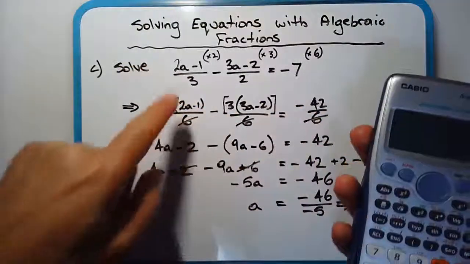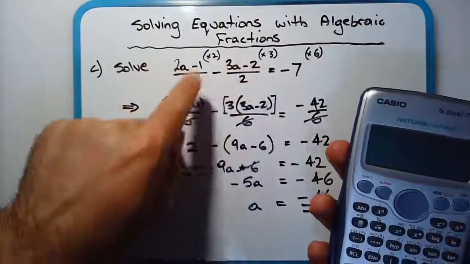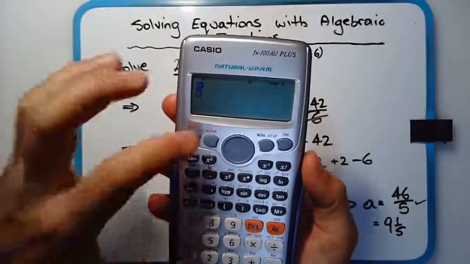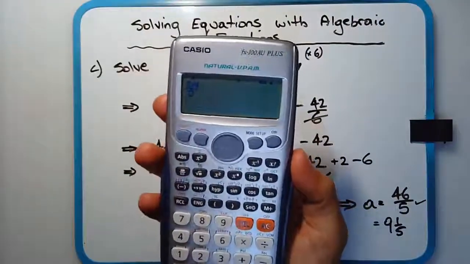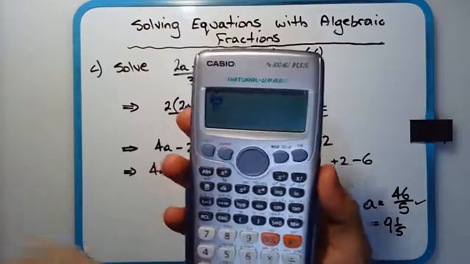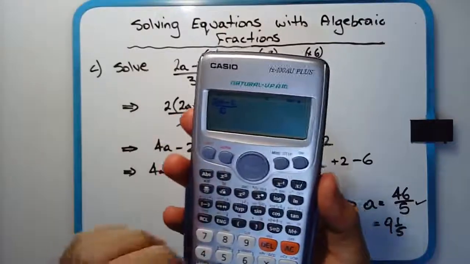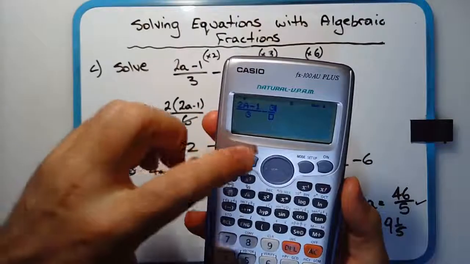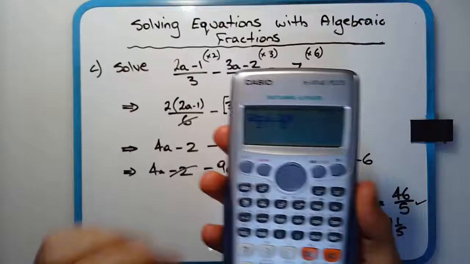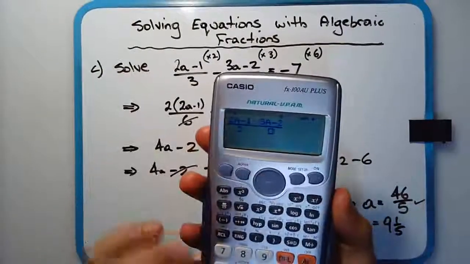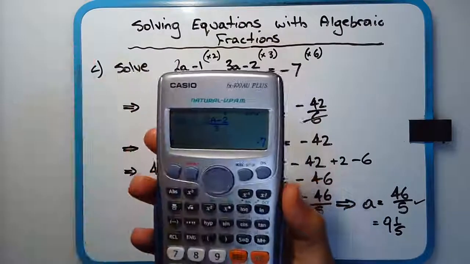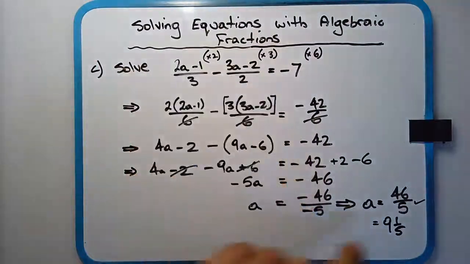And then what we're going to do is type in the left-hand side. Hopefully we'll get negative 7. So let's just see if that's in fact the case. We press the alpha key to type in the pronumerals. So (2a minus 1) over 3 minus, and the fraction button there, (3a minus 2) over 2. And no surprises there, we get negative 7. So I think we're reasonably satisfied that a equaling 46 on 5 is the solution to this equation.